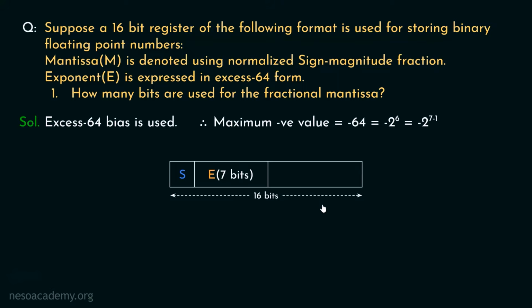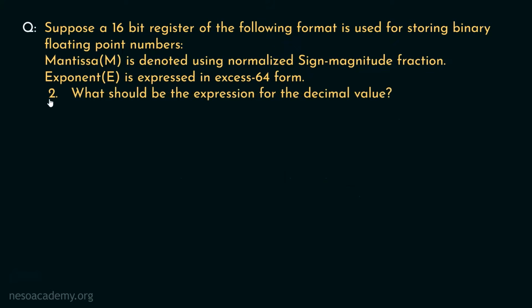So let's calculate that. The total size of the register is 16 bits, correct? 1 bit will be assigned for the sign bit, and we have just found out that the exponent is of 7 bits. Coming to the mantissa part, it's definitely going to be of 8 bits. So this is the answer to this particular question. Basically, 8 bits are going to be used for the fractional mantissa part. Let's now move on to the second question.